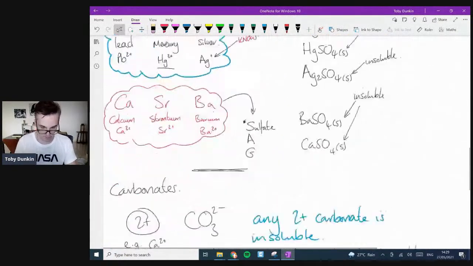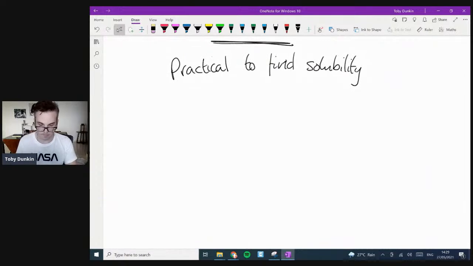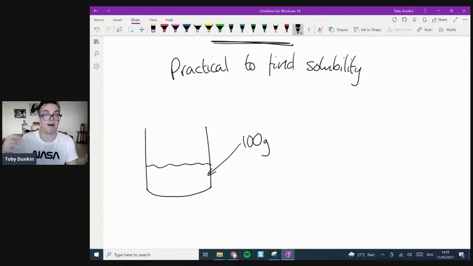Yeah, so no exceptions for ammonium. Right, practical defined solubility. Okay, so what we're going to do is we're going to take 100 grams of water. You probably wouldn't use 100 grams, but you don't see why not. It's an easy amount. 100 centimeters cubed, nice and easy. Got a 100 centimeters cubed measuring cylinder, perfect.